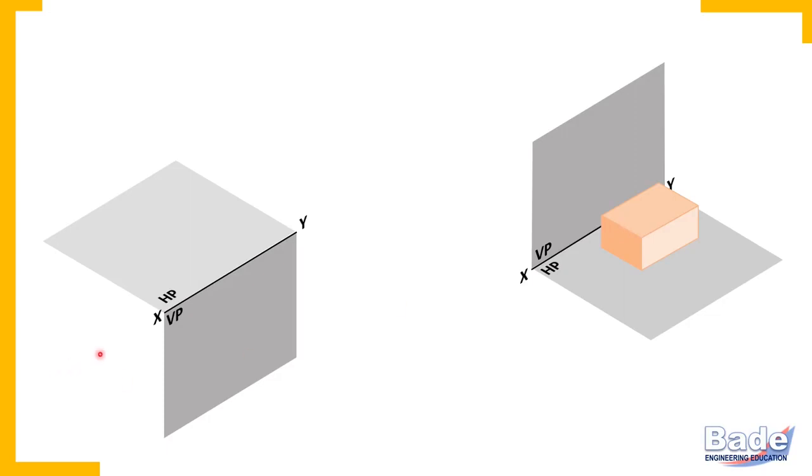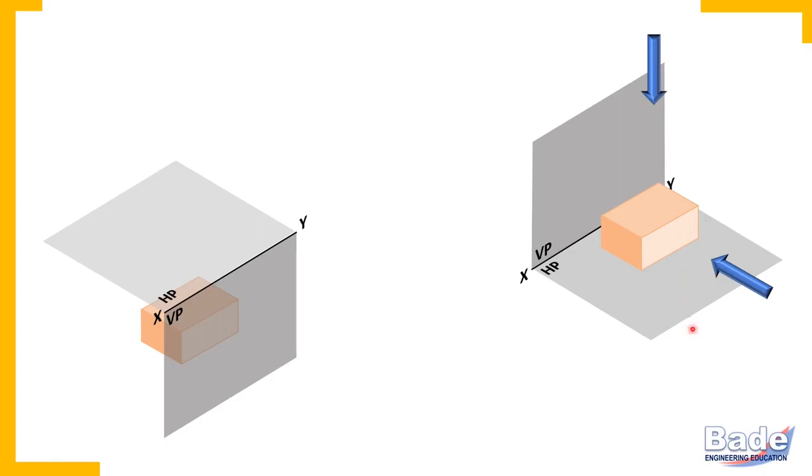Now here only the third quadrant is shown, and the object is in the third quadrant, meaning it is behind VP and below HP. The object is observed in the direction perpendicular to reference planes. This direction is perpendicular to VP. In this direction we get the front view of the object, and in this direction you get the top view of the object. This direction of viewing the object is perpendicular to HP.